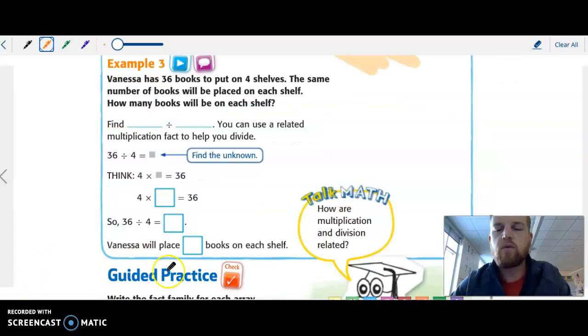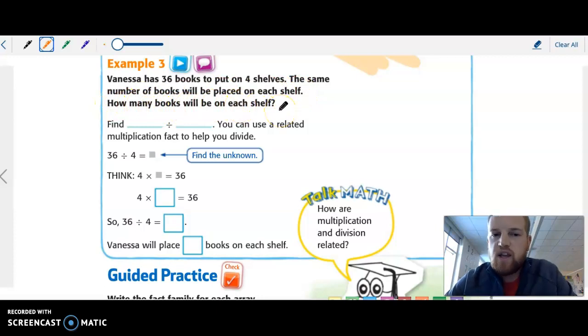Our last type of problem, we're going to again use those fact families, but now we're going to mix in something from last chapter, and that something is going to be a variable. So we're going to flip these problems around to solve for that variable. For my example, it tells me that Vanessa has 36 books to put on 4 shelves. The same number of books will be placed on each shelf. How many books will be on each shelf?